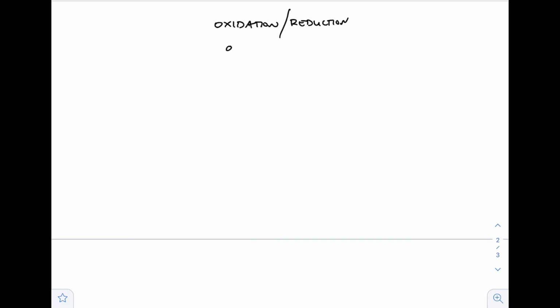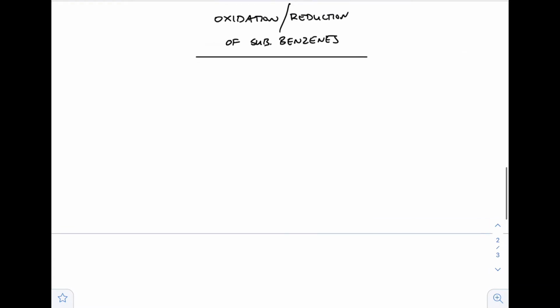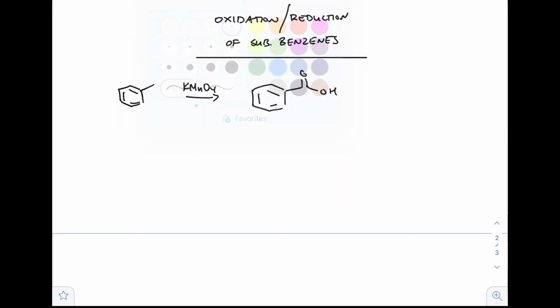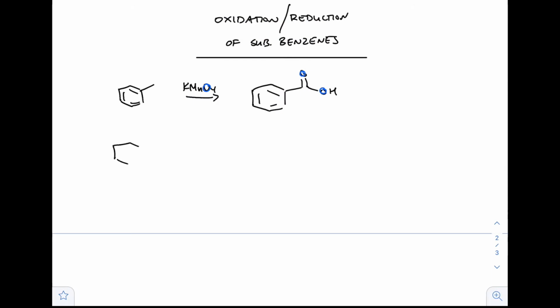All right, so moving on. We're just cruising through some reactions in this particular video because it's stuff that's complementary but not really worthy of its own video. So we've got oxidation and reduction of substituted benzenes. Let's take a look at the oxidation steps first. If we hit toluene or methylbenzene with potassium permanganate, we're going to get a carboxylic acid. And obviously the oxygens come from the potassium permanganate.